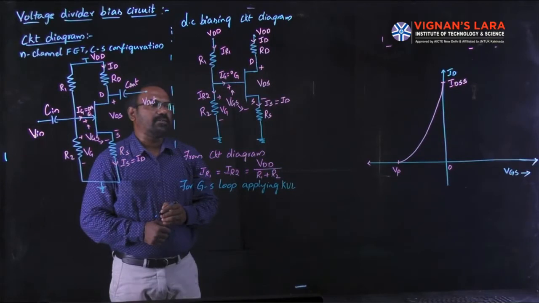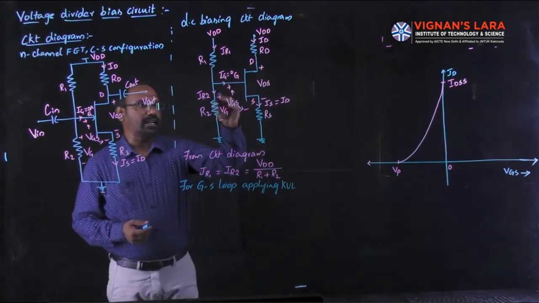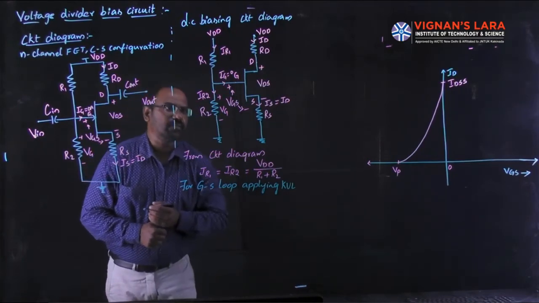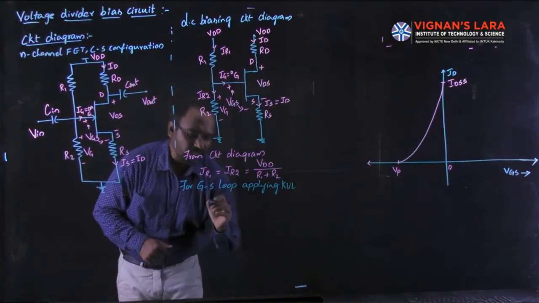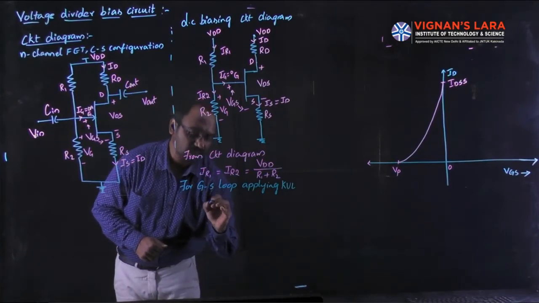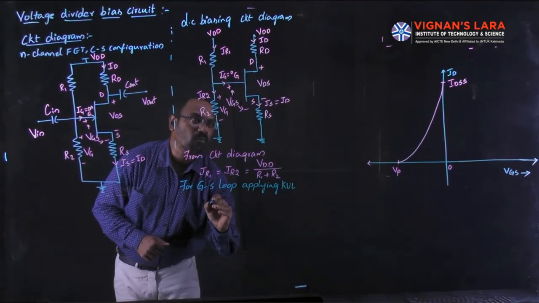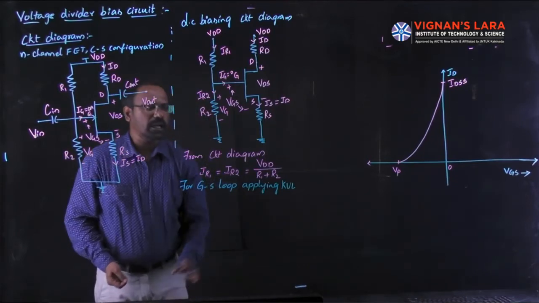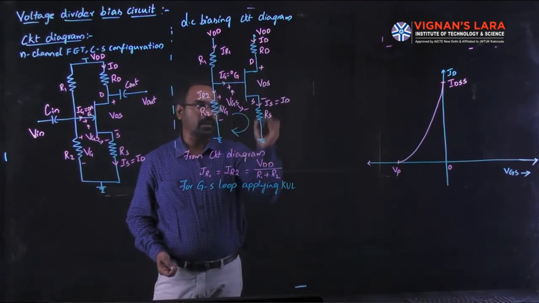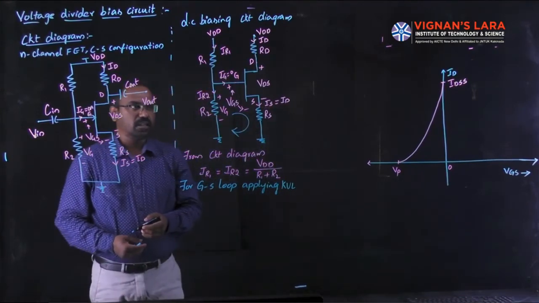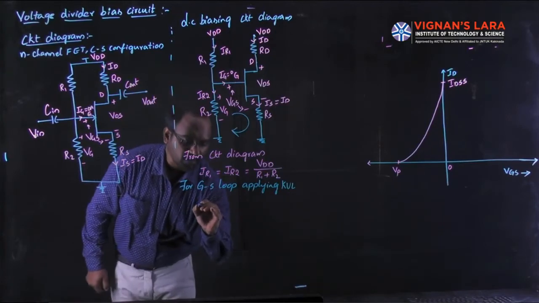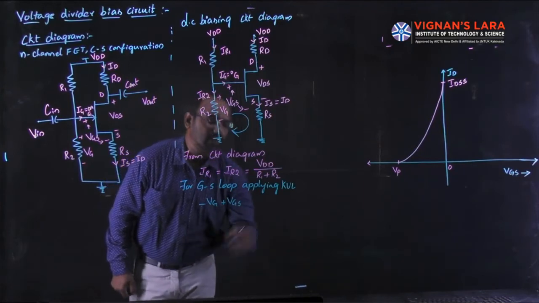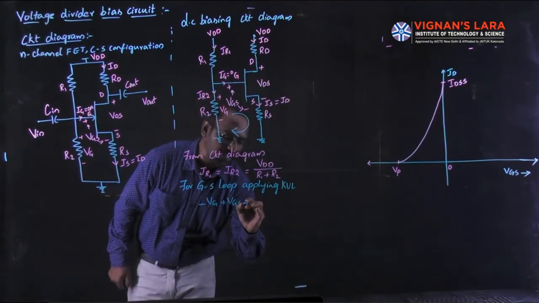So I can write, I am assuming the current is flowing like this, right? So I will write VG. I am assuming the current is flowing like this. Why? Because IS direction is like this. So I can write minus VG plus VGS minus, plus this drop.